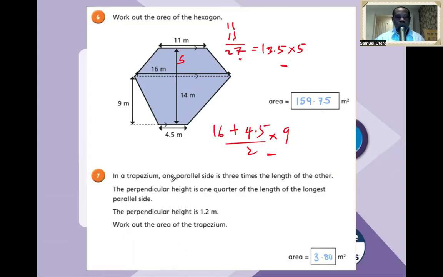Okay, this one, in a trapezium, one parallel side is 3 times the length of the other. The perpendicular height is 1/4 of the length of the longest parallel side. The perpendicular height is 1.2 meters. Work out the area of the trapezium. So anytime you have a question like this, you need to sketch it out. So you have your trapezium. So let's just draw it out.